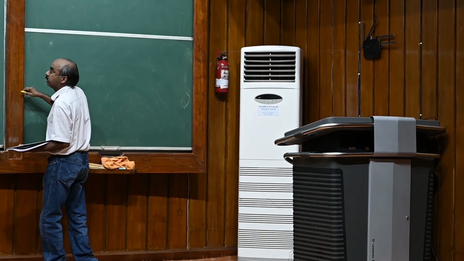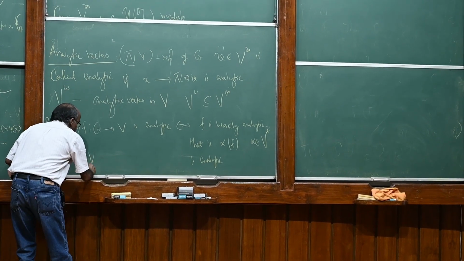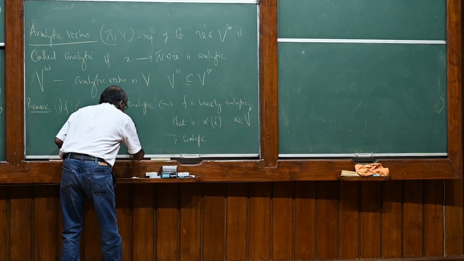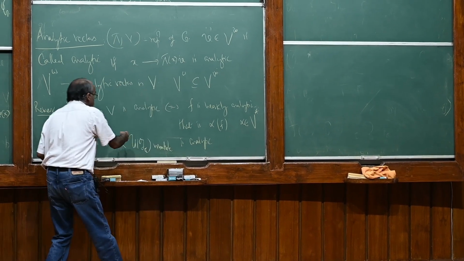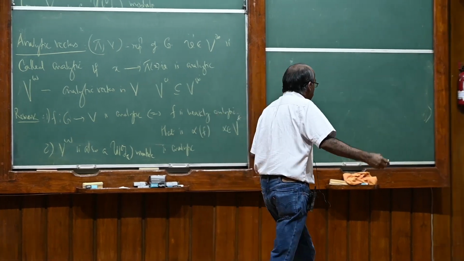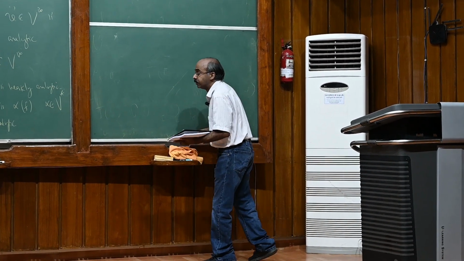So another remark. That's one, two. V omega is also a U(g_C) module. And in that there is a U(g_C) action. If I differentiate an analytic vector, I am going to get an analytic vector, except that we still don't know if there are analytic vectors.